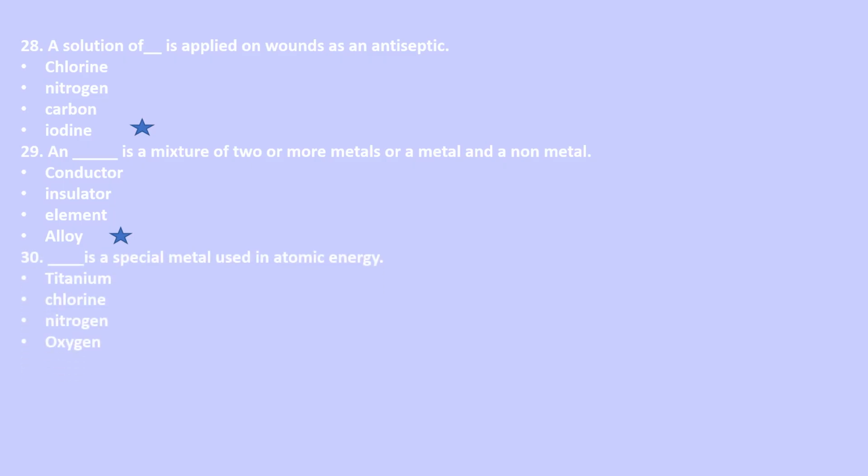Question number 30. Dash is a special metal used in atomic energy. Okay, so a special metal that is used in atomic energy: titanium, chlorine, nitrogen, oxygen. So here the correct answer is titanium.